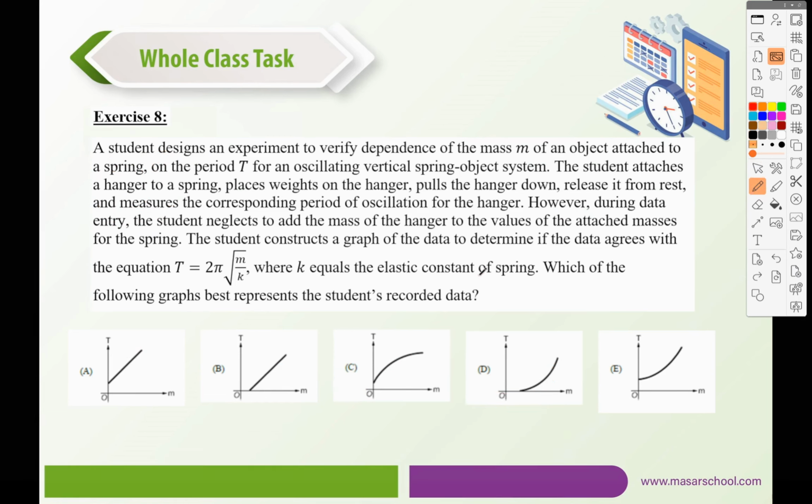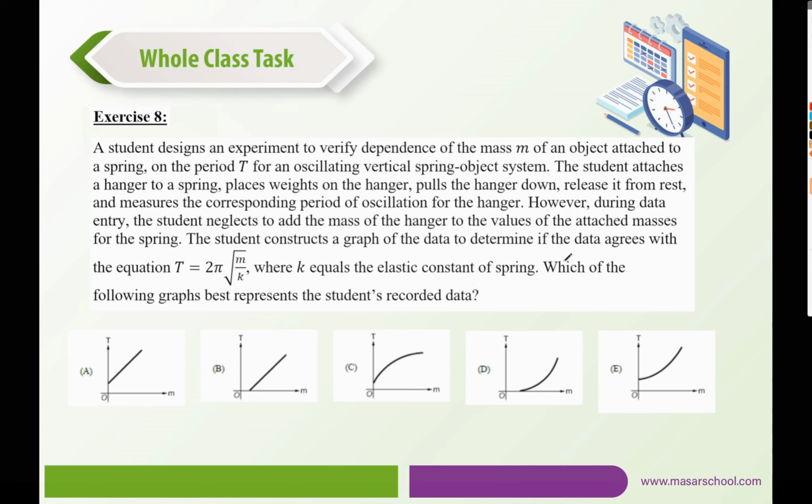Now a student designs an experiment to verify the dependence of the mass m of an object attached to a spring on the period T for an oscillating vertical spring-object system. The student attaches a hanger to a spring, places weights on the hanger, pulls the hanger down, releases it from rest, and measures the corresponding period of oscillation for the hanger. However, during data entry, the student neglects to add the mass of the hanger to the values of the attached masses for the spring. The student constructs a graph for the data to determine if the data agrees with the equation T is 2 pi square root m over k, where k equals the elastic constant of the spring. Which of the following graphs best represents the student's recorded data?